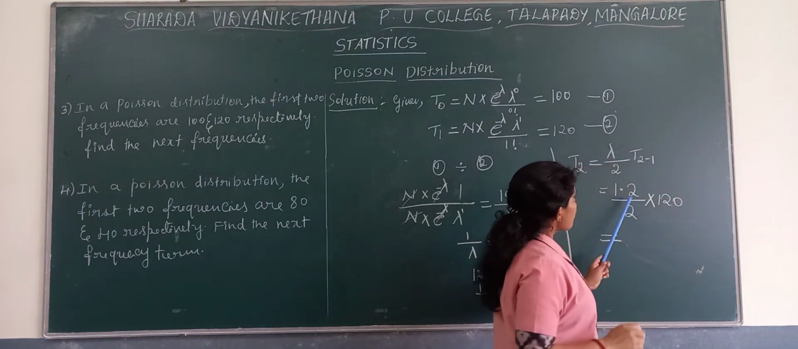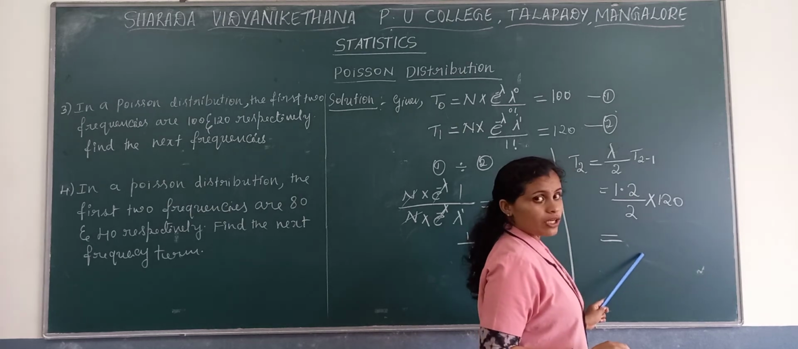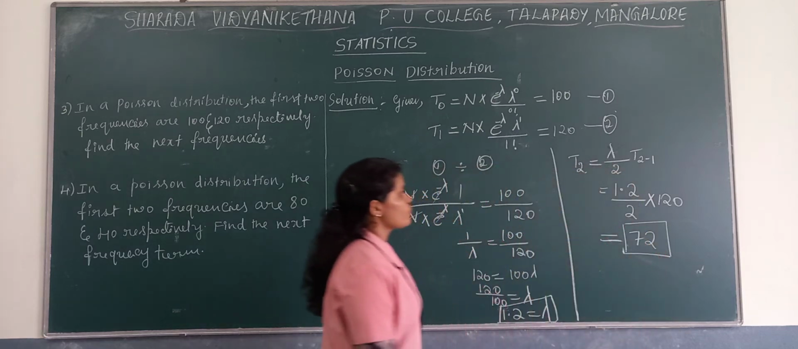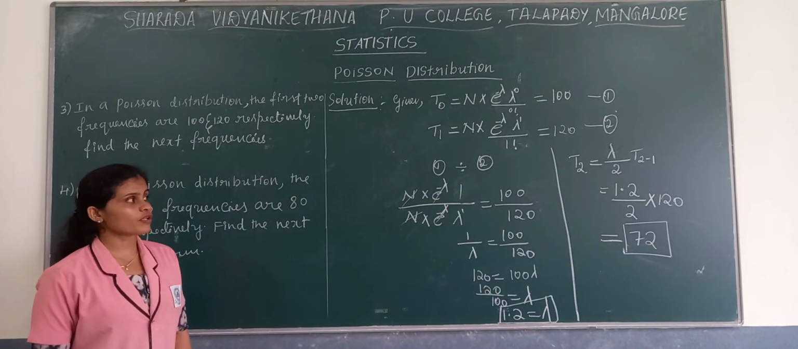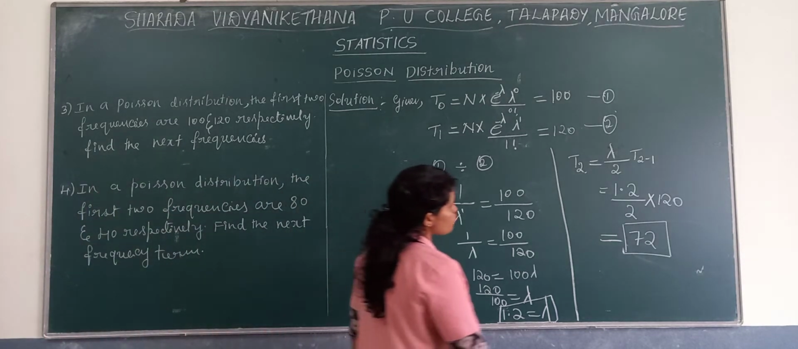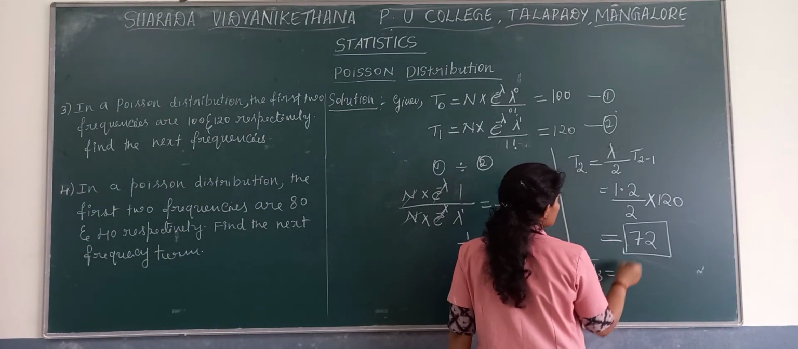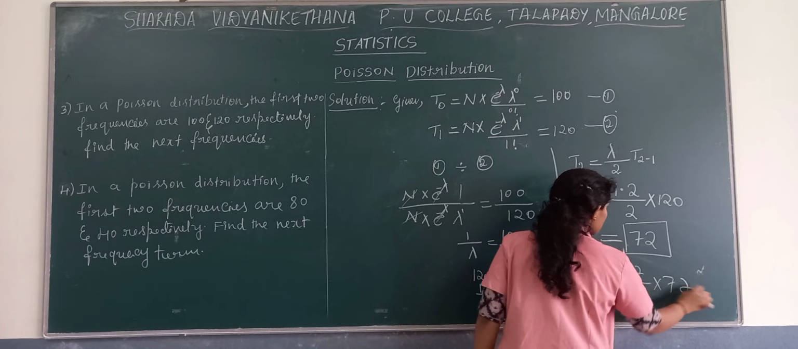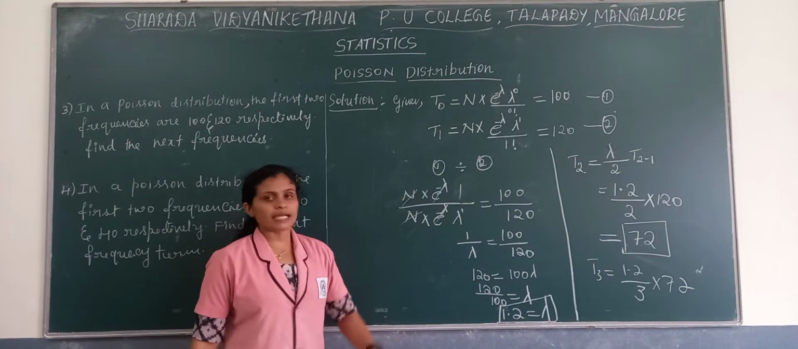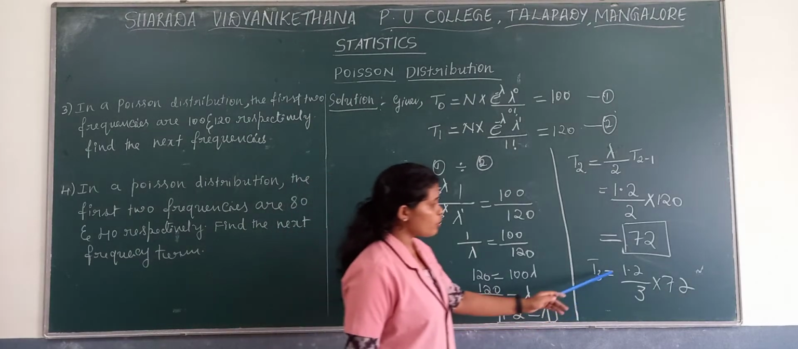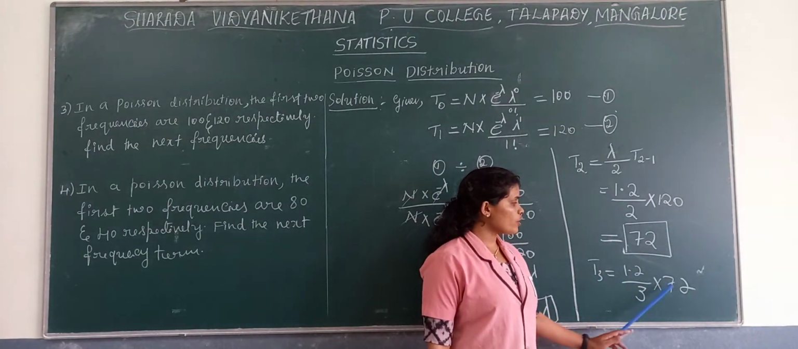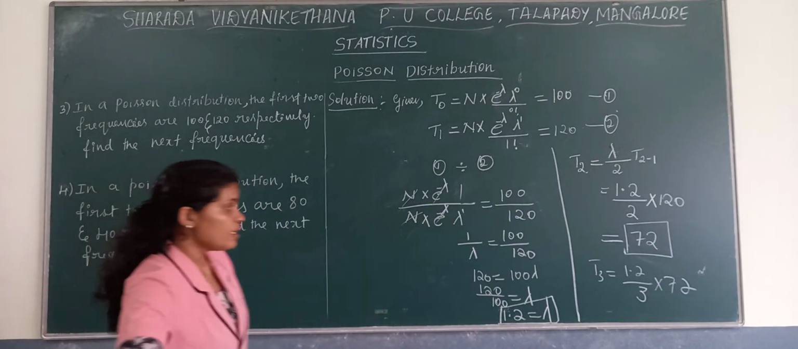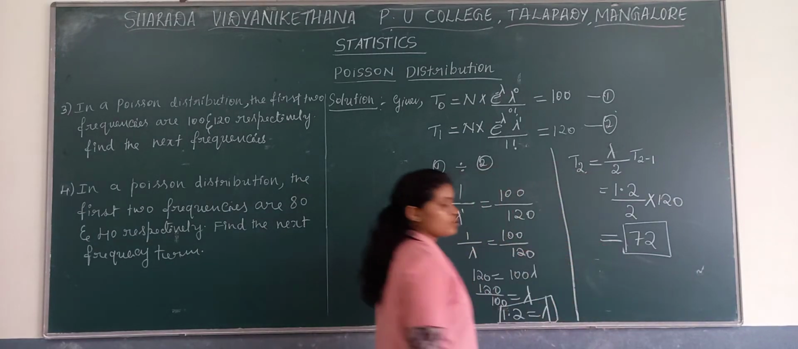So here 1.2 into 120 divided by 2, we get 72. This is the next frequency term. If we need to find one more frequency term, T3 is equal to lambda 1.2 divided by 3 into the previous answer, 72. Again, next T4 we can find out. T4 is equal to lambda 1.2 divided by 4 into the previous answer. They have not asked for that multiplication, so it's not necessary.